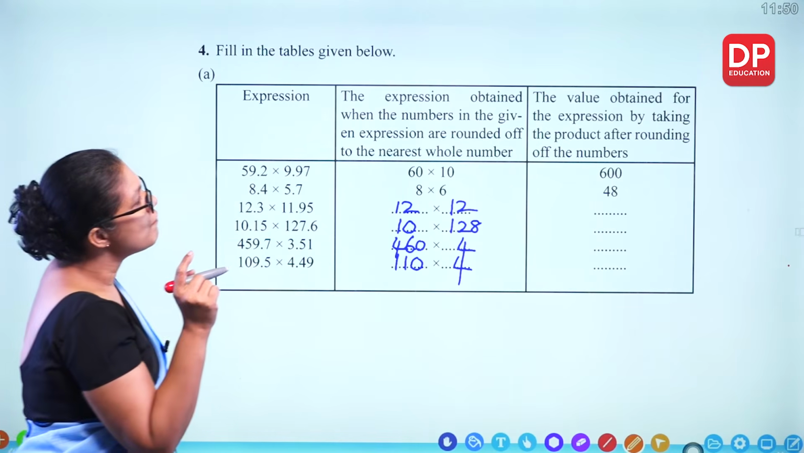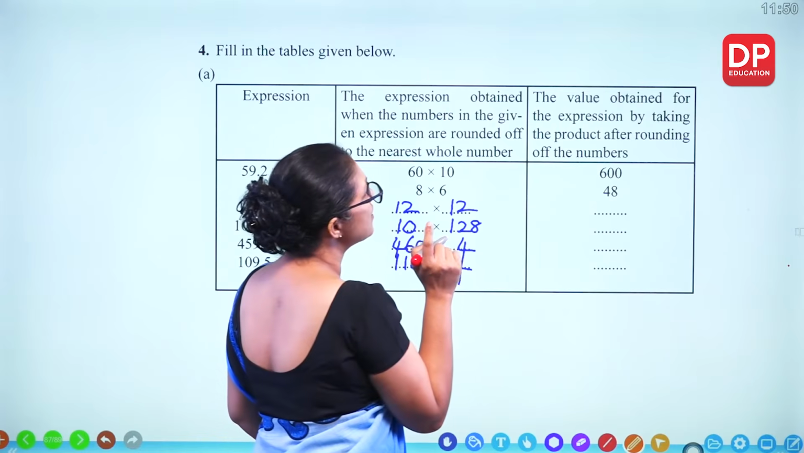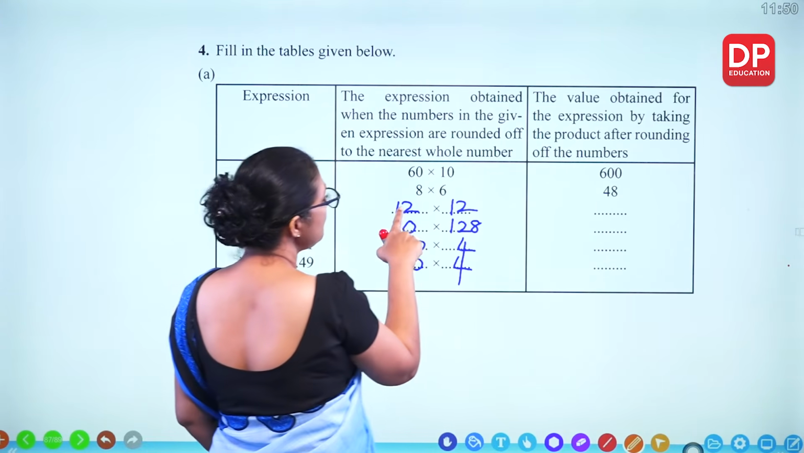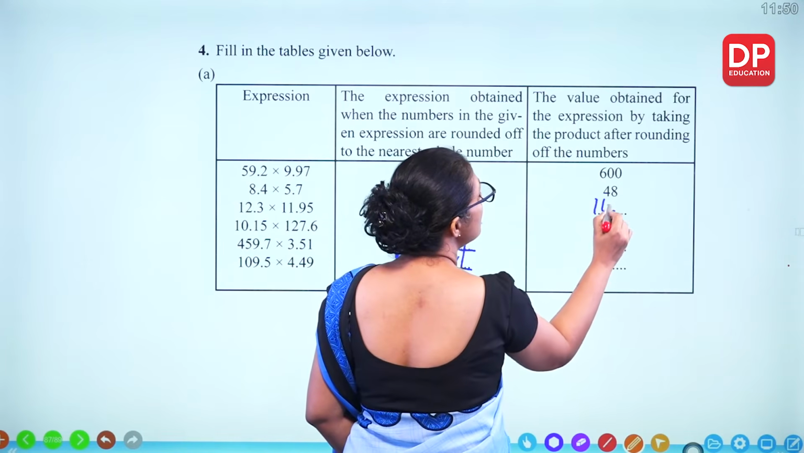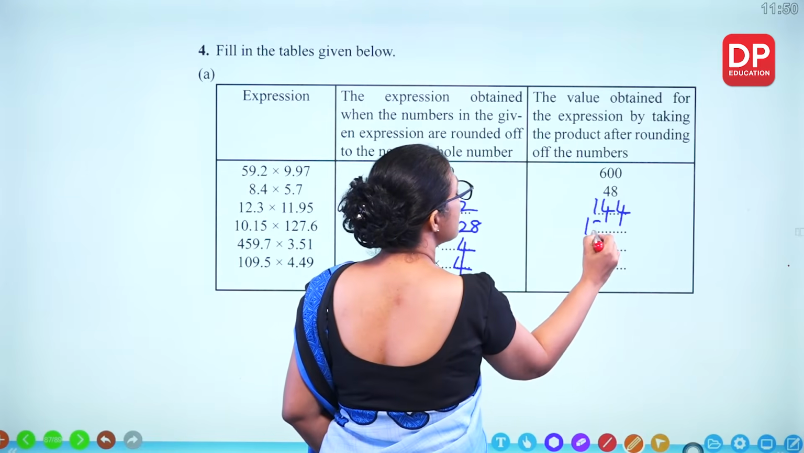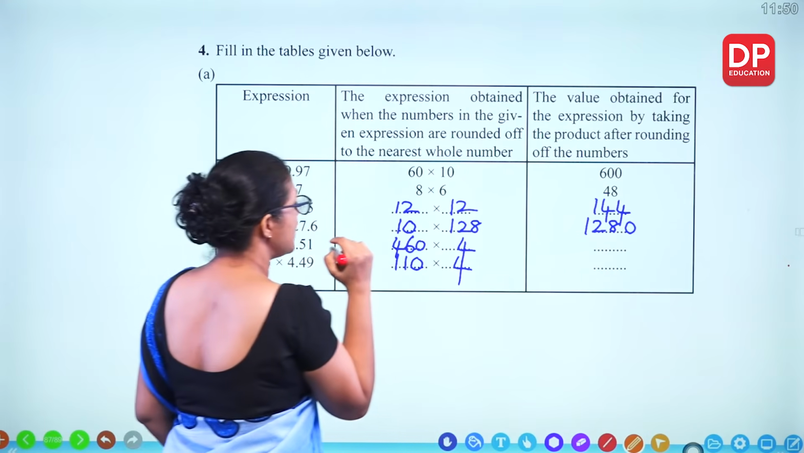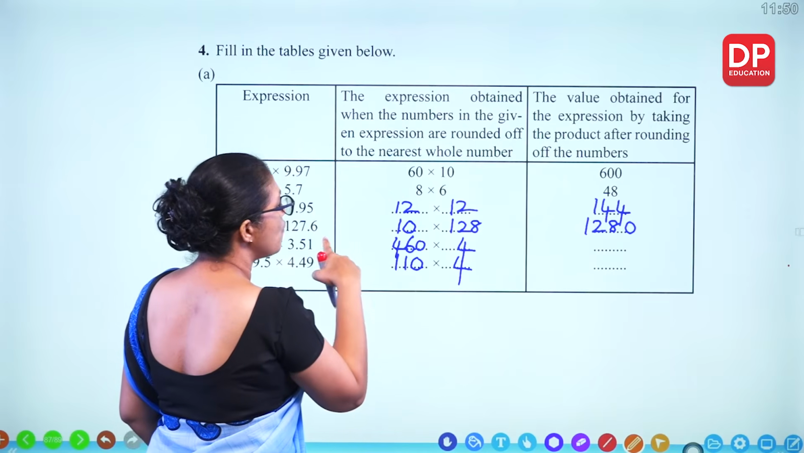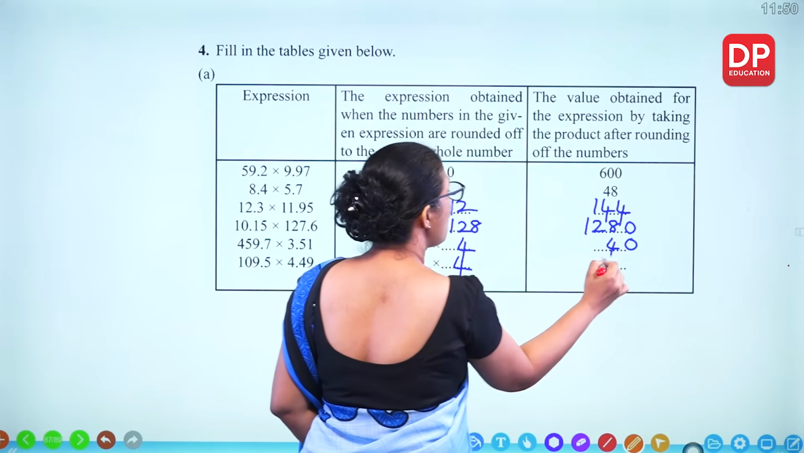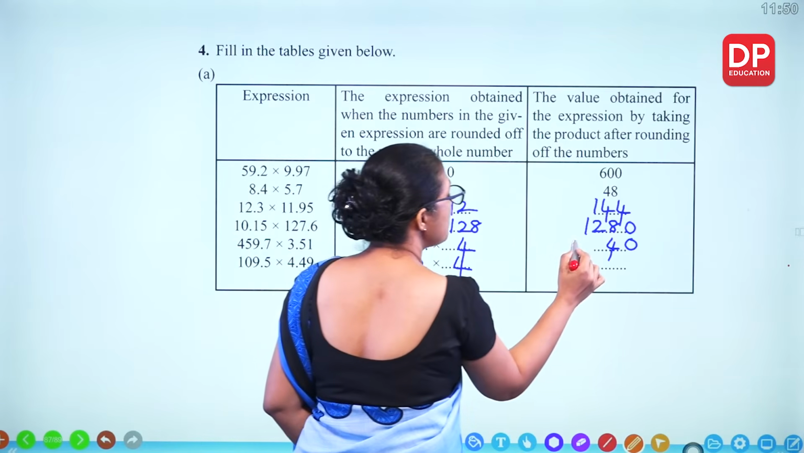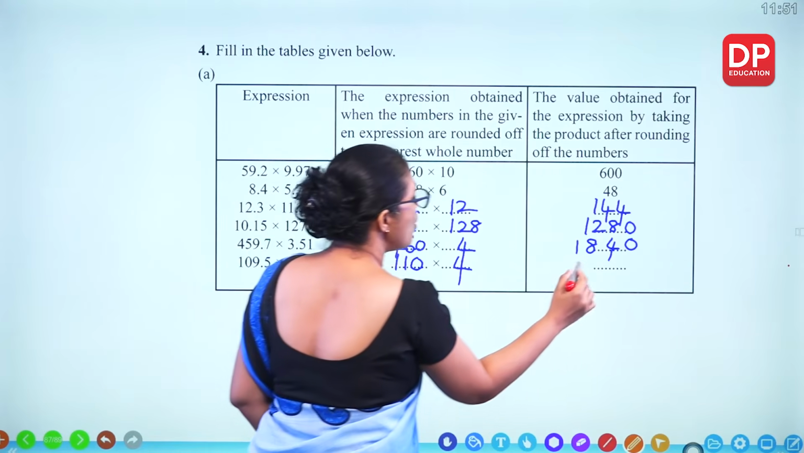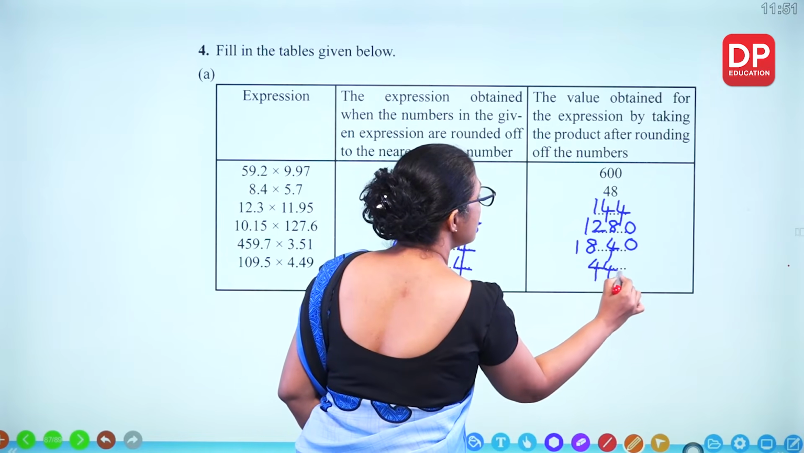The value obtained for the expression by taking the product after rounding off the numbers. So just multiply. 12 times 12, you get 144. 10 times 128, 1280. Multiply this by 4. 0, 4 times 6, 24. 4 times 4, 16, plus 2, 18. And this is multiplied by 4, you get 440.